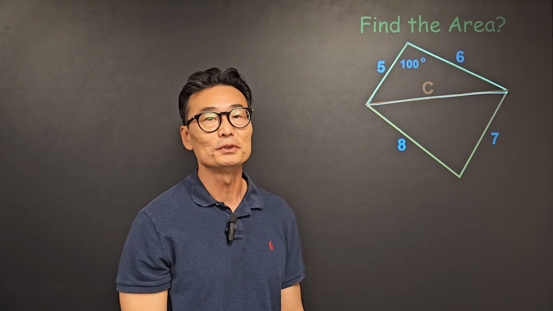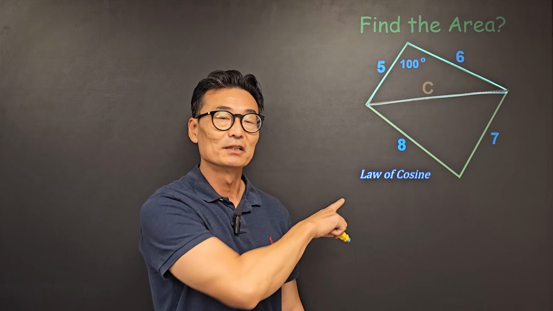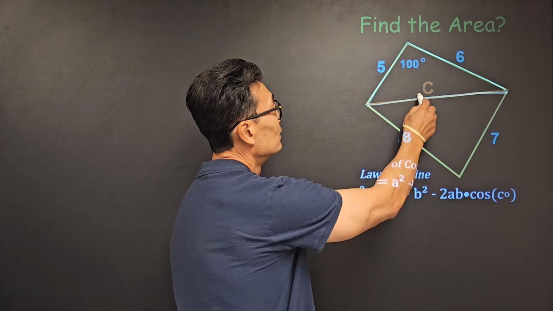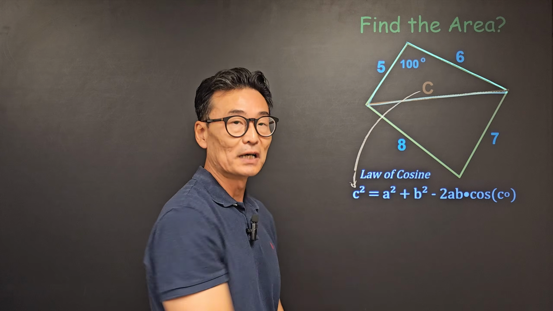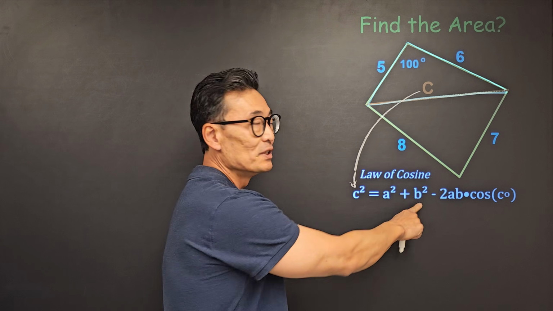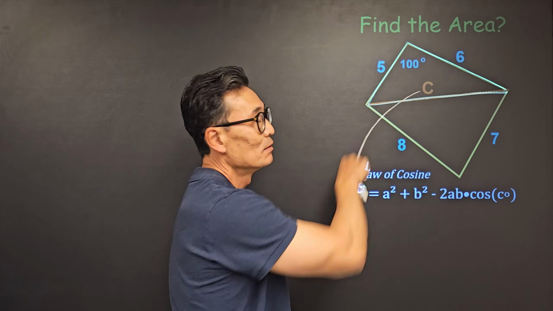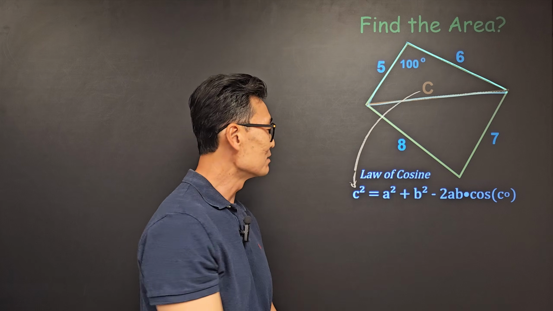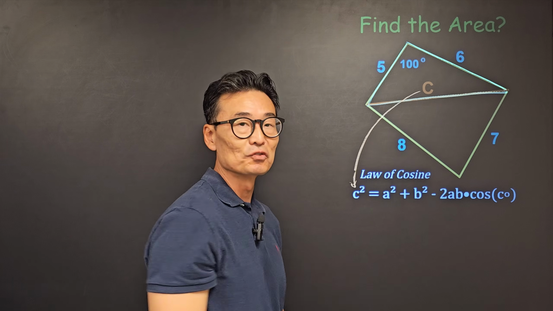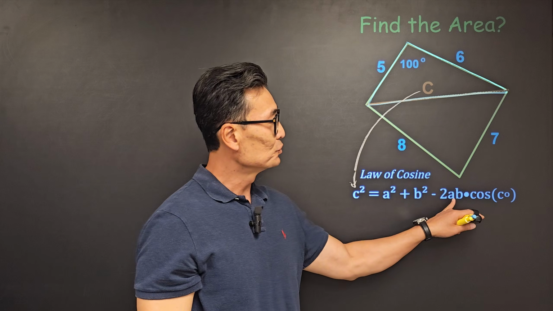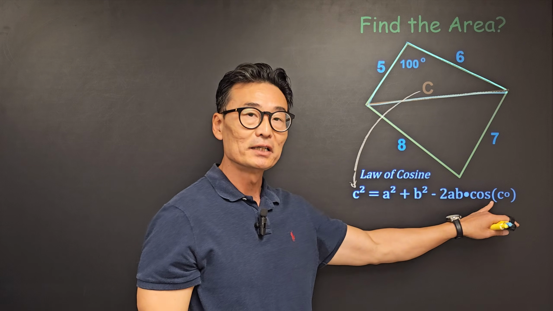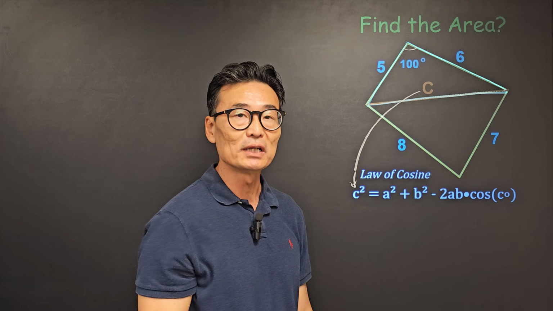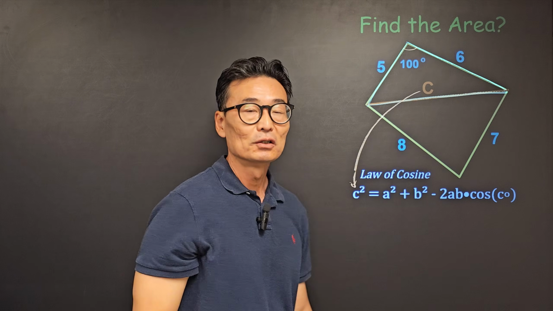To find C, we're going to be using the law of cosine. Law of cosine says that C squared, meaning the side that we're trying to find, equals A squared plus B squared. A is going to be the 5. We'll let B be 6, or you could go the other way around. What's important is that A and B are the 2 known sides. Minus 2 times A times B times cosine of C, where C is going to be the angle opposite of the side that we're trying to find, or the angle that's between the 2 known sides.